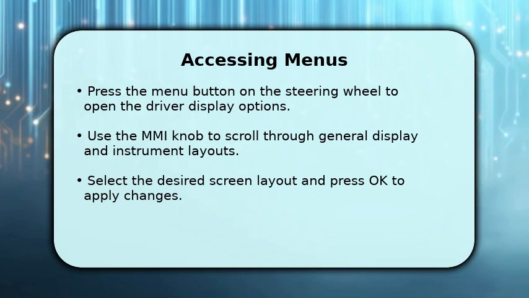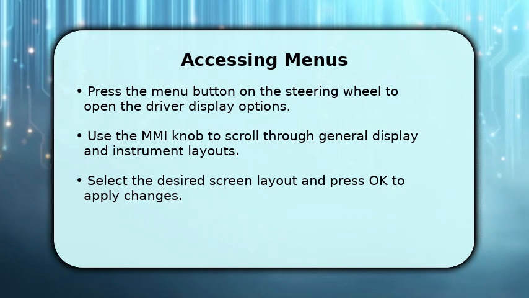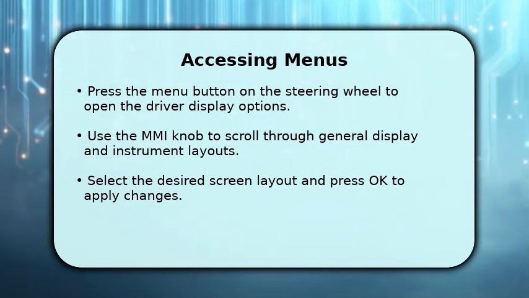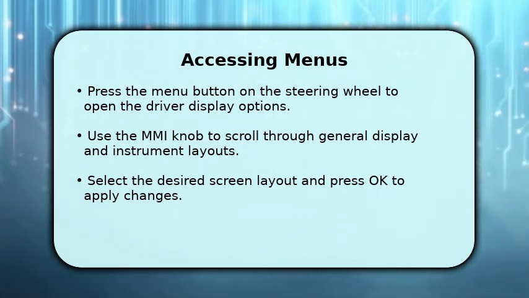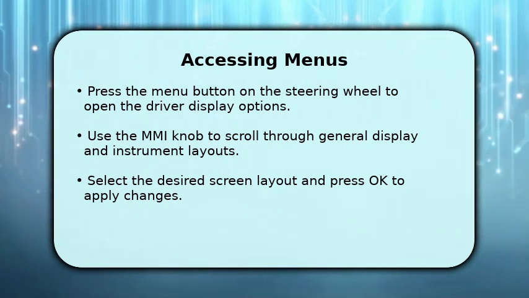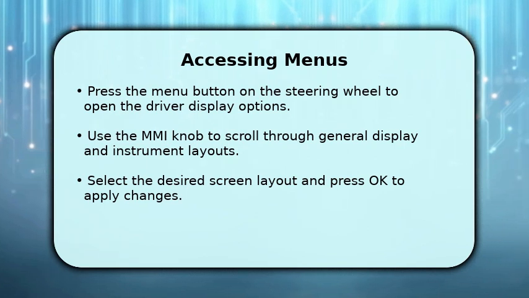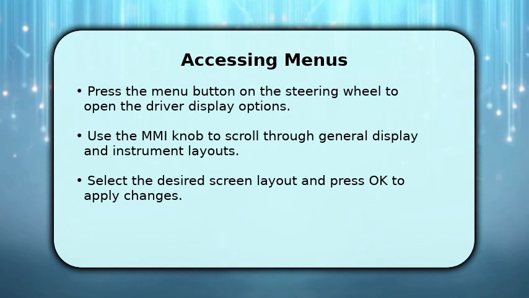Start by pressing the menu button on the steering wheel to reveal driver display options, then use the arrows to navigate. Choose the display settings or instrument cluster layout and use the MMI knob to adjust brightness, contrast, and information fields. Confirm your selection and exit the menu. Then verify the display shows the preferred widgets and information.